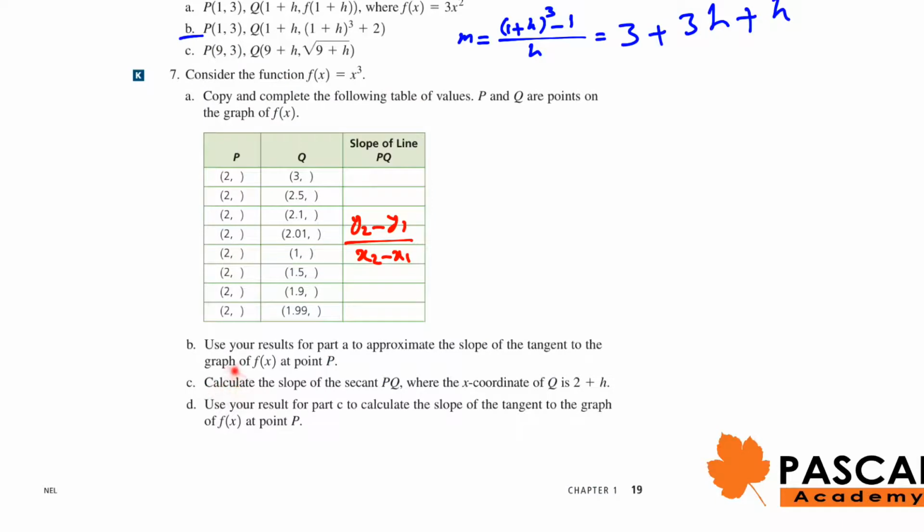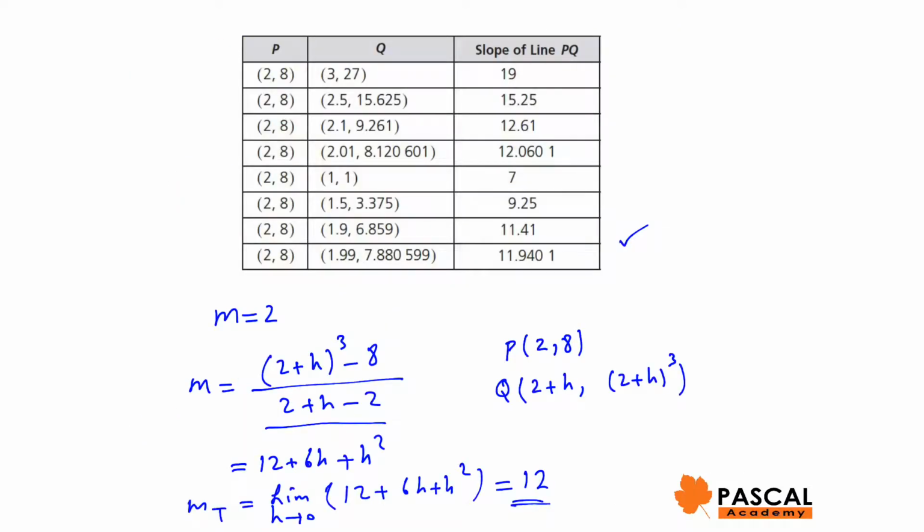Part B is asking to use the result in part A to approximate the slope of the tangent line to the graph of f of x at point P. As you see, the slope of the tangent line is getting close to 12.